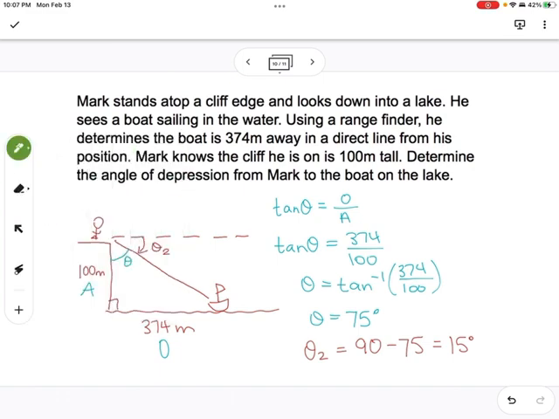Okay, so we have our solution. The last thing we do is make a therefore statement. So therefore, the angle of depression is 15 degrees.